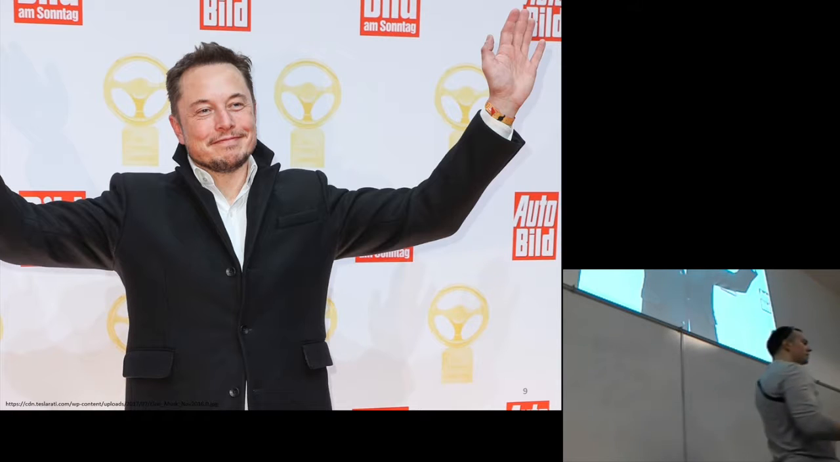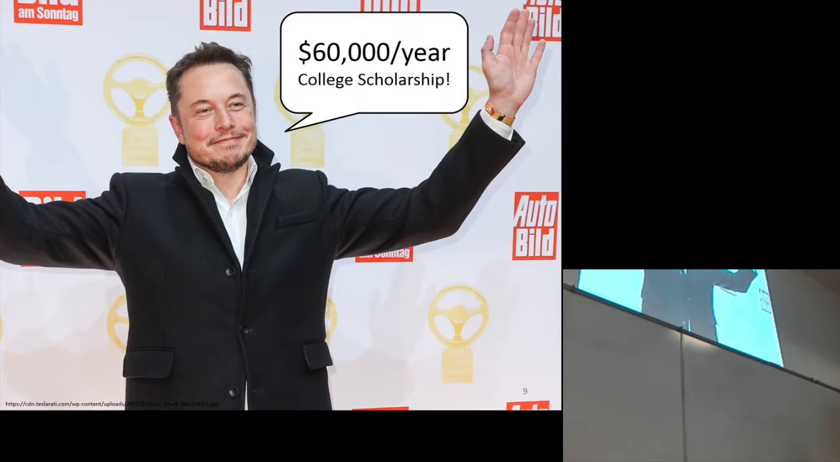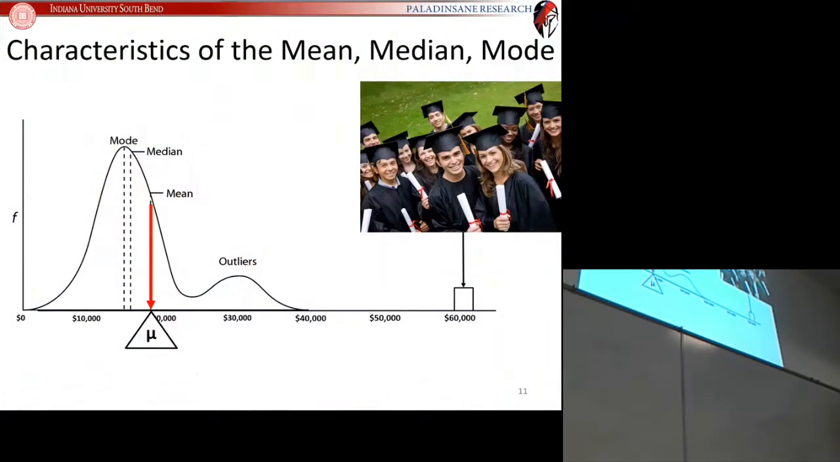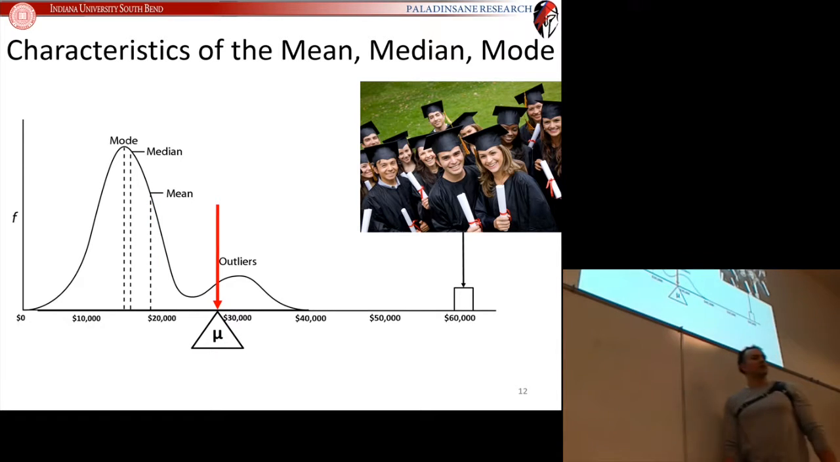An outlier in terms of funding for education would be a group of students funded by Elon Musk that get $60,000 a year to go to school once they graduate. And as we saw, these highly funded students, who get way more funding in comparison to everybody else, will move the mean quite a lot. So the mean is very sensitive to outliers, and if you have outliers, that's one of the times when you should think about not using the mean.